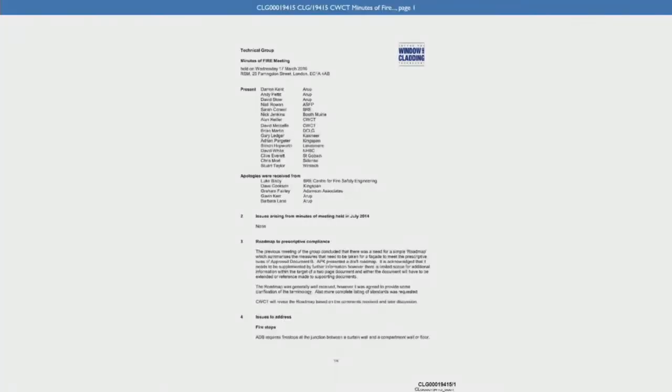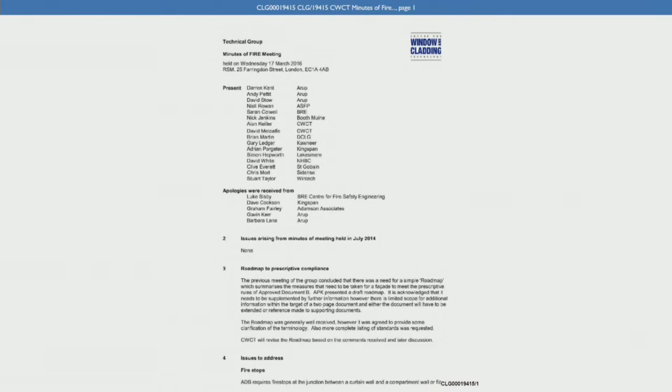This is a copy of the minutes of that meeting, as you can see, and you can see who was present. Just looking at the first page of those minutes, do they look familiar to you? No, I don't recall. I've seen them since, in preparation for the public inquiry, so they're familiar in that sense, but I don't recall seeing them at the time.